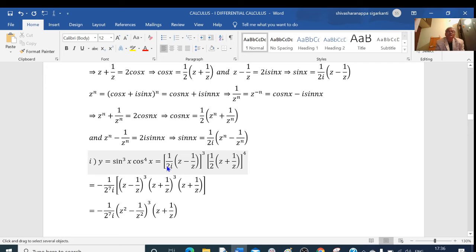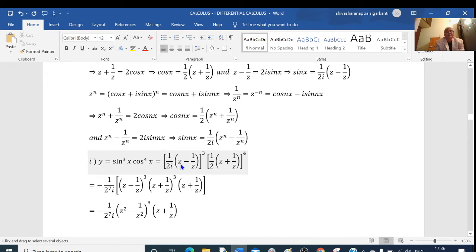Okay. See this 2 to the power of 3, 2 to the power of 4, totally 2 to the power of 7. I will write 1 by 2 to the power of 7 outside, and i to the power of 3. i cube can be written as i square into i. What is the value of i square? It is equal to minus 1. Minus 1 into i, that is minus i. I am writing minus here into i.